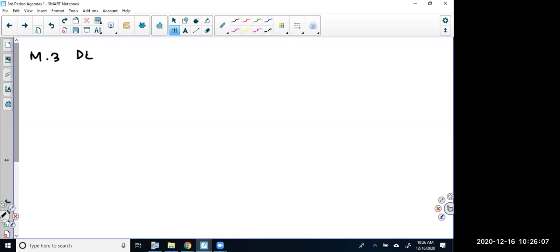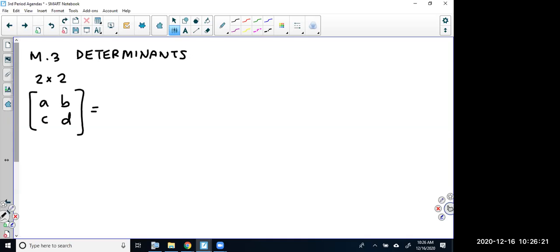Determinant. You already wrote down the formula for the 2 by 2 case. So for 2 by 2, we have a matrix that looks like A, B, C, D. Those can be any numbers. And the determinant, he wrote it with like the DET, that's fine.